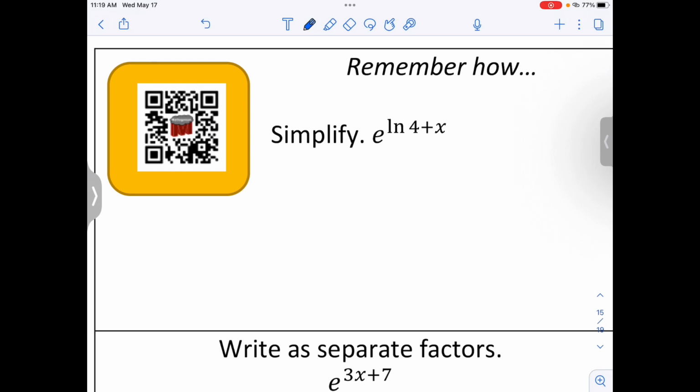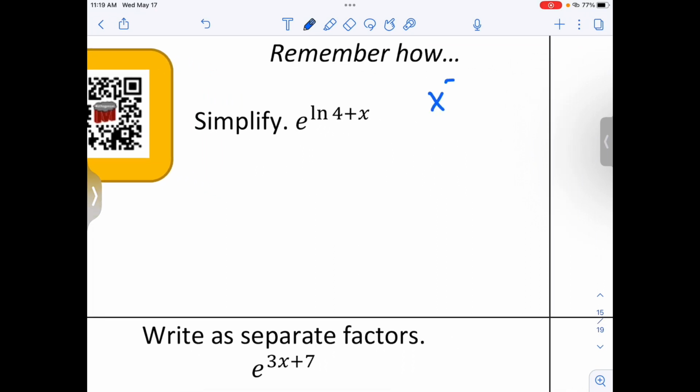All right, so before we attack this, what if I said x to the 2 plus 3? That would be x to the 5th, right? Or we could split that up into x squared times x to the 3rd, because that's also how we would end up adding 2 plus 3 to get x to the 5th. Well, it's the same thing with our problem. We have e raised to the ln of 4 plus x, so we can say e to the ln of 4 times e to the x. It's the same exact idea.